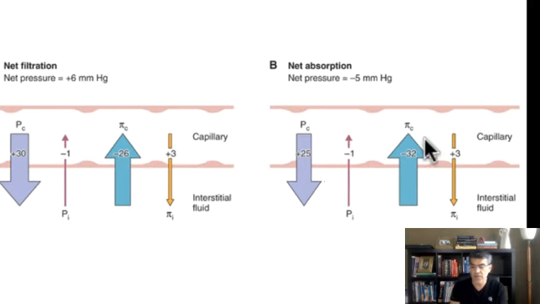So these two forces are constant. Now, if you want to add 25 millimeters of mercury trying to push the fluid out, 3 is going to pull this water out.